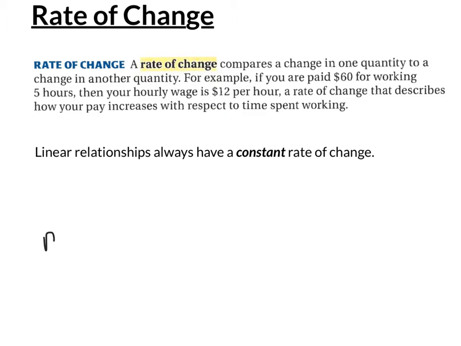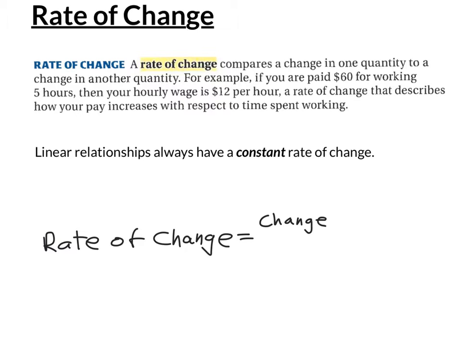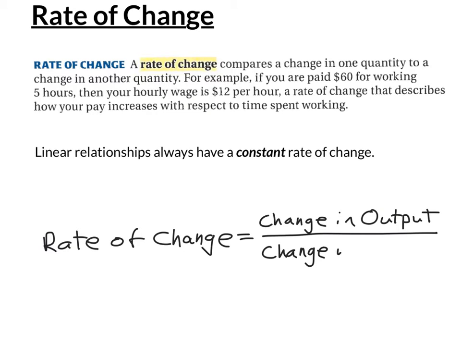When we're dealing with the rate of change, we can find it by using a formula that just uses one operation. When we're looking for the rate of change, all we have to do is take the change in the output. In the example above, we were looking at the change in money. That's the output. And we divide that by the change in the input, which is the hours, right? We divide $60 by 5 hours, and we get $12 per hour.